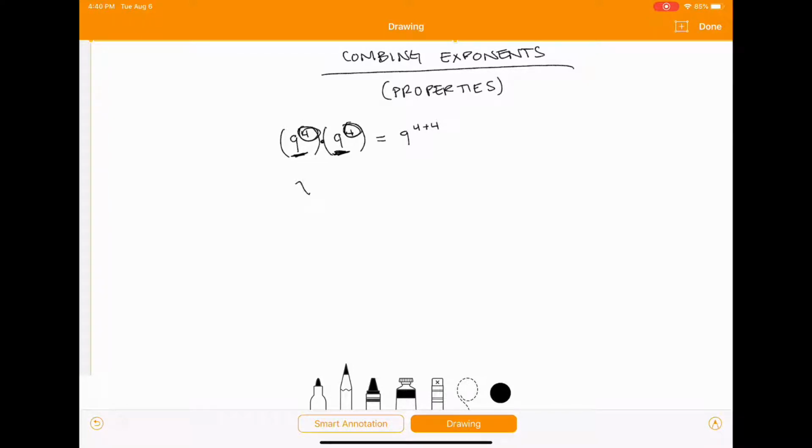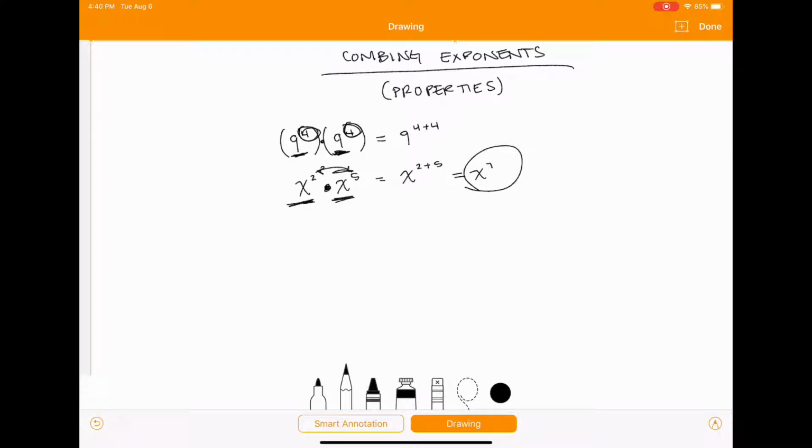If we were to use variables to do that, we could do x squared times x to the 5th, and that's going to be equal to x to the 2 plus 5, which is equal to x to the 7th. So that would be the simplified version. So again, if you're multiplying your exponents, you just add them together. Again, your bases have to be the same number.